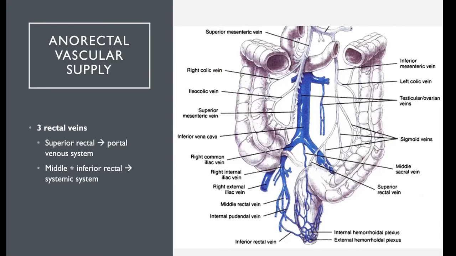The venous drainage is similar. The important thing here is that the superior rectal vein drains into the portal system. Again, the arterial supply was from the IMA, so that does make sense. And then the middle and inferior rectal veins drain into the systemic system.